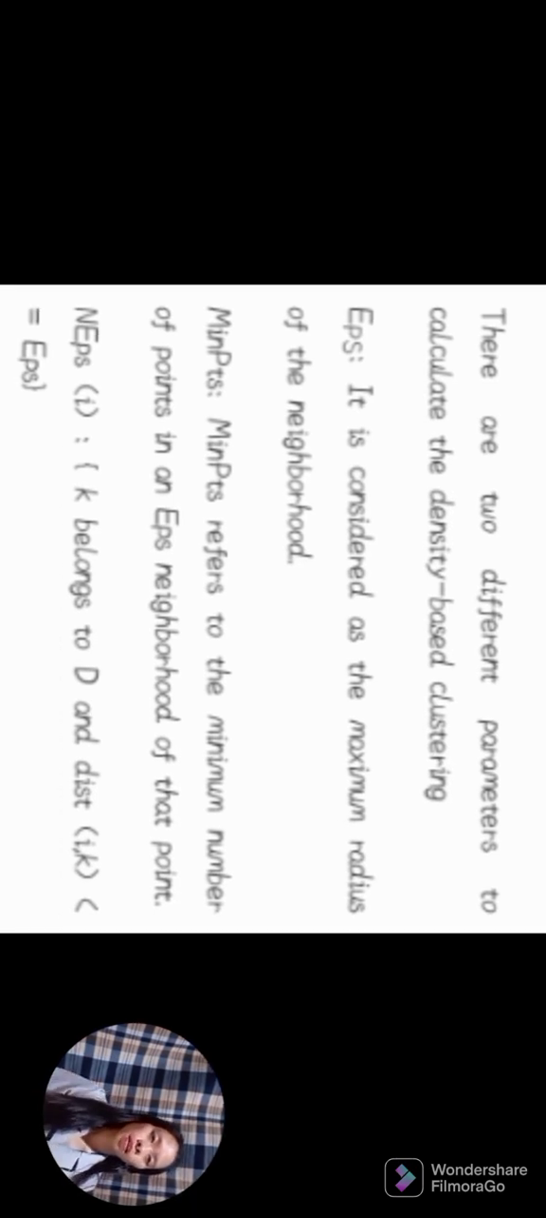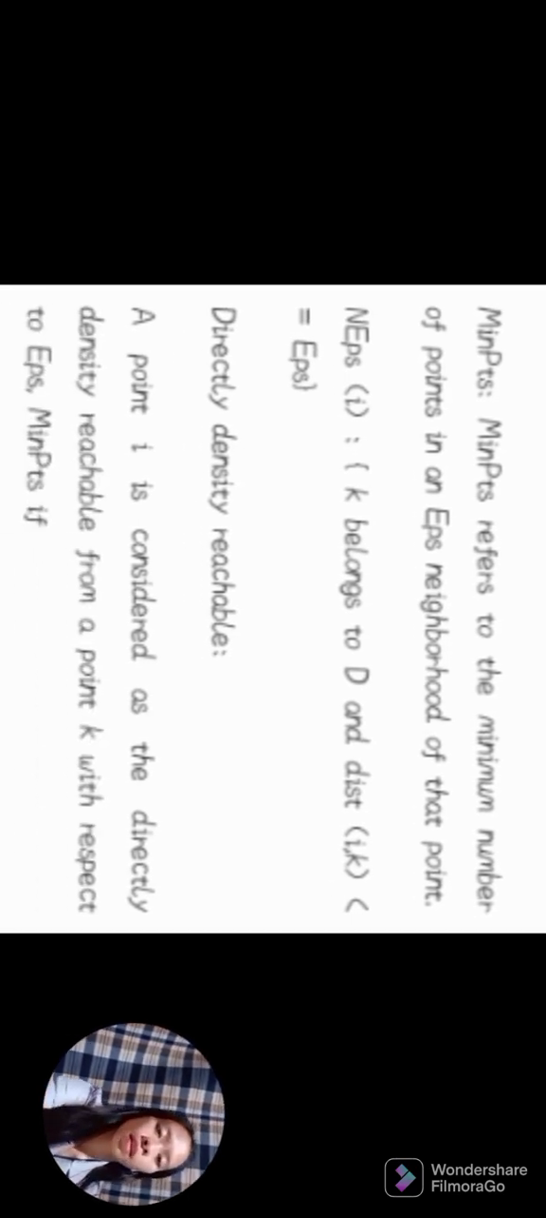There are two different parameters to calculate the density-based clustering. Eps: it is considered as the maximum radius of the neighborhood. MinPts: MinPts refers to the minimum number of points in an Eps neighborhood of that point. N_Eps(i) = {k belongs to D and dist(i, k) <= Eps}.